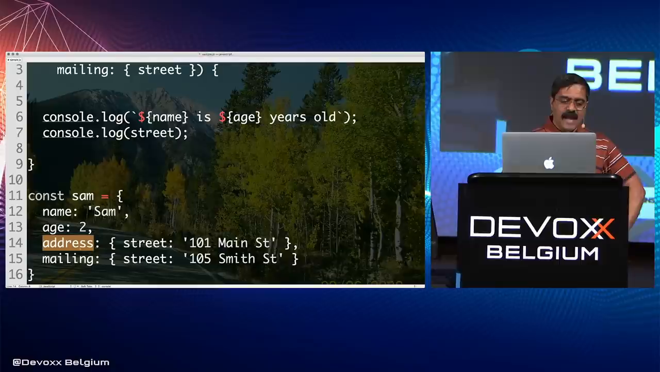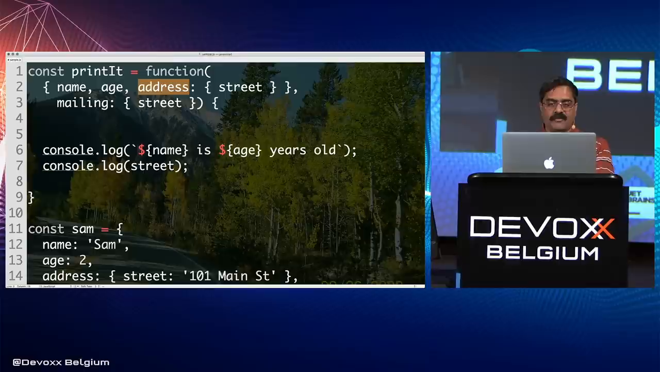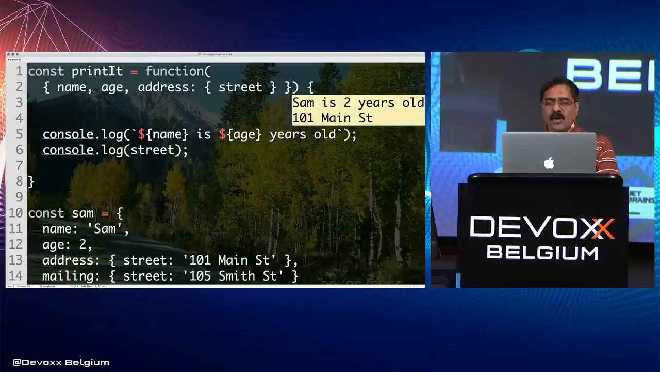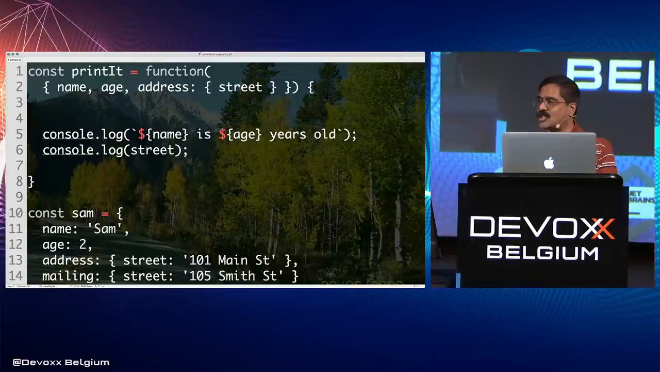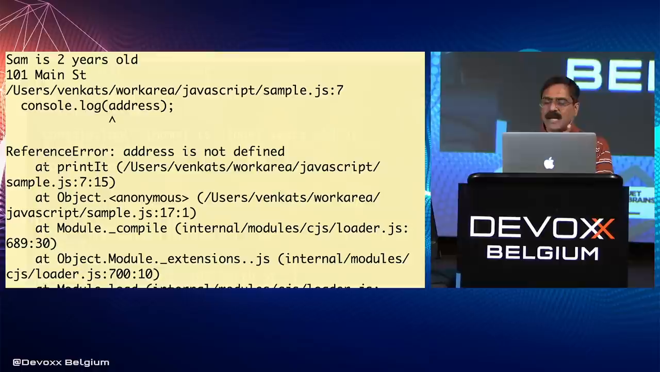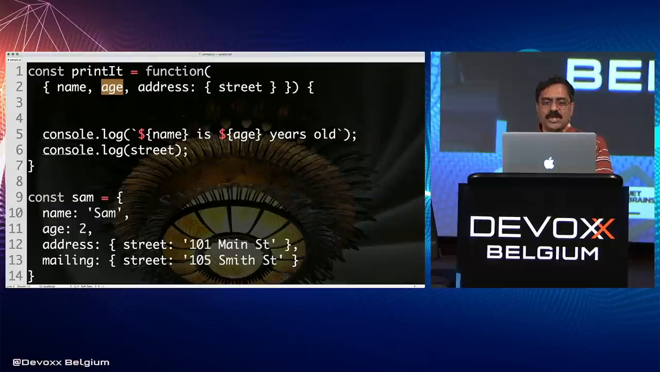So this address, well, first of all, before we go any further, one more thing to emphasize here. Going back to this code, notice we got the street. Address is not defined. Only the street is defined. So if I were to try to print address, that gives an error because this is only defining name, age, and street. But I want to get the mailing address. What do I do for that?